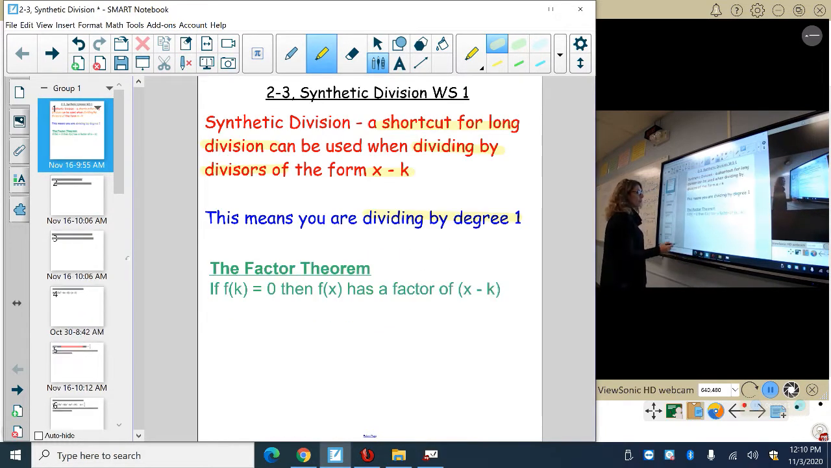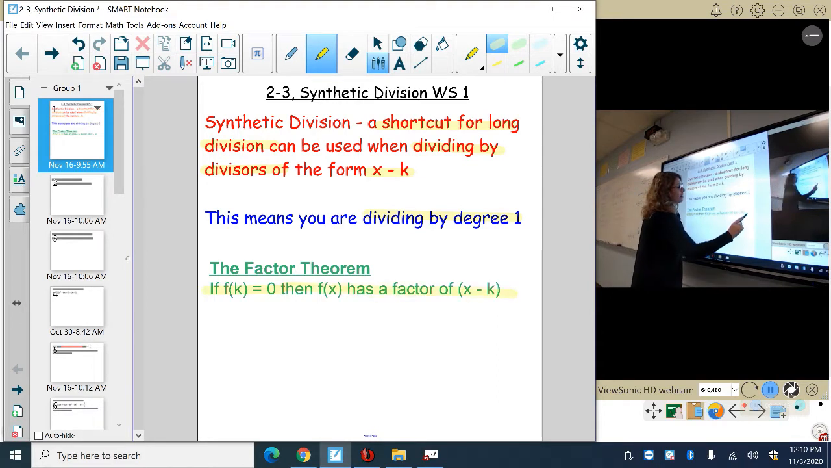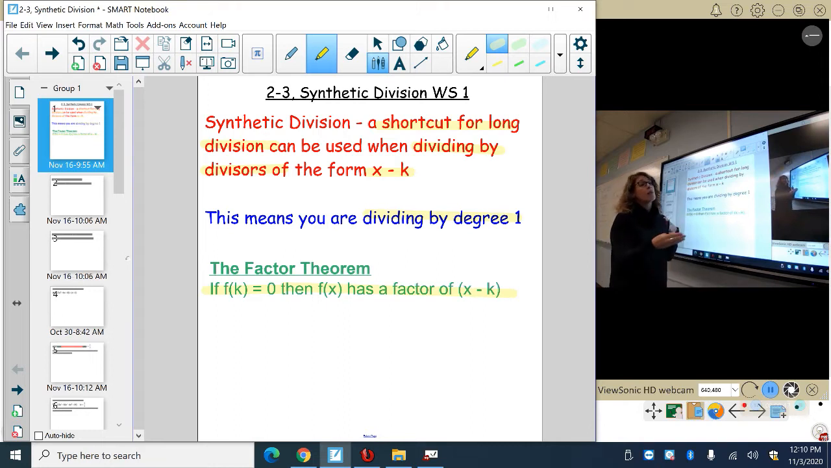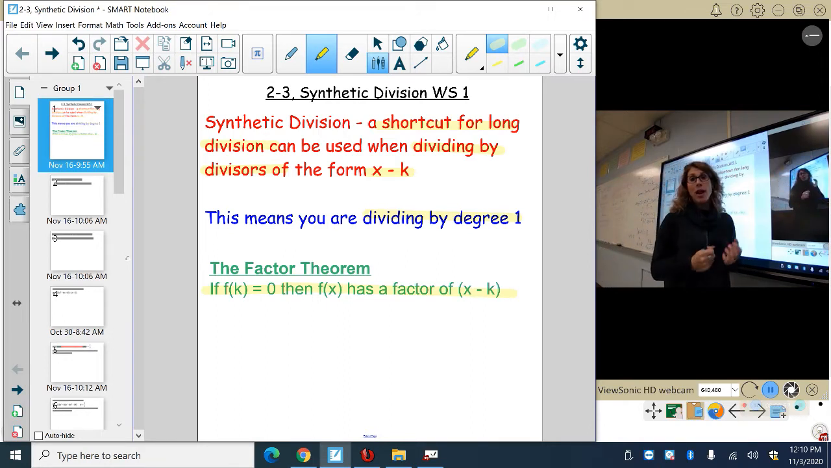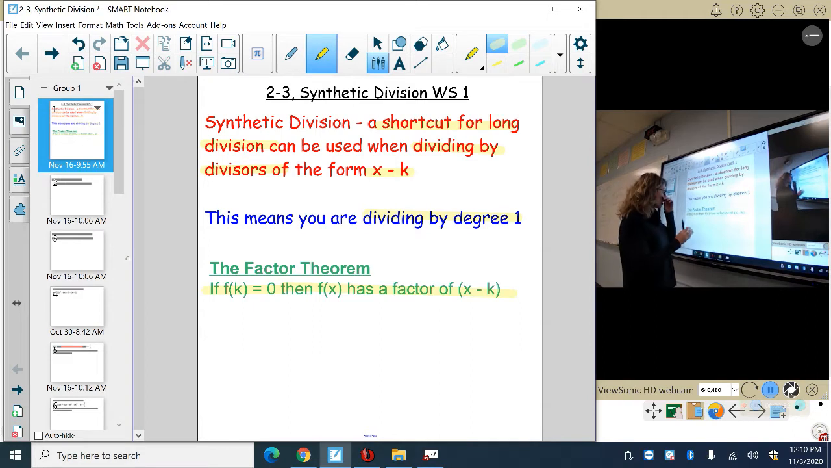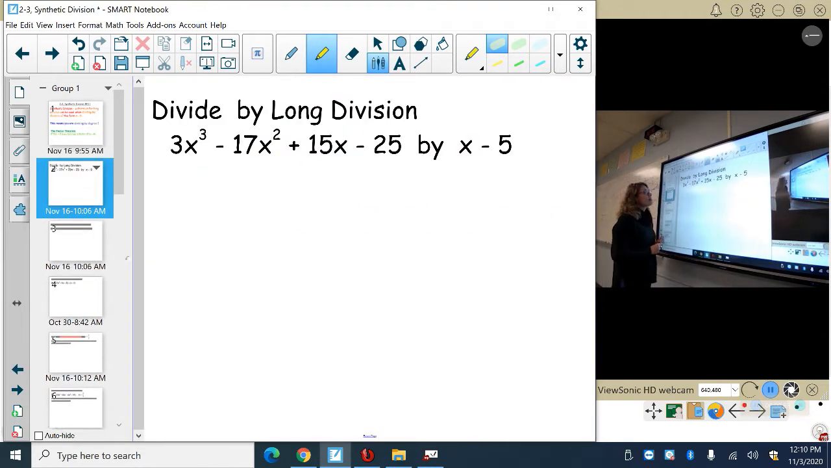The factor theorem. If f of k equals 0, then x minus k is a factor of f of x. Meaning, when I do division of this, my remainder has to be 0. If the last number is equal to 0, then that means it's a factor. Okay? Divide by long division.